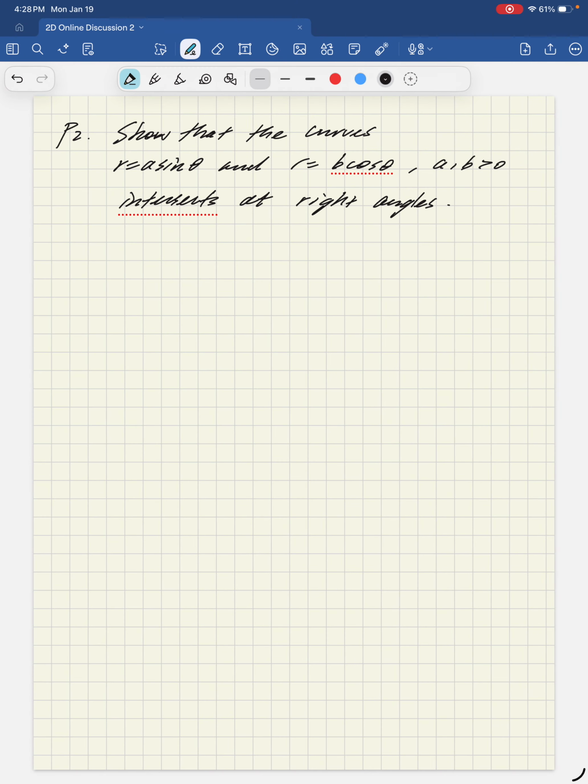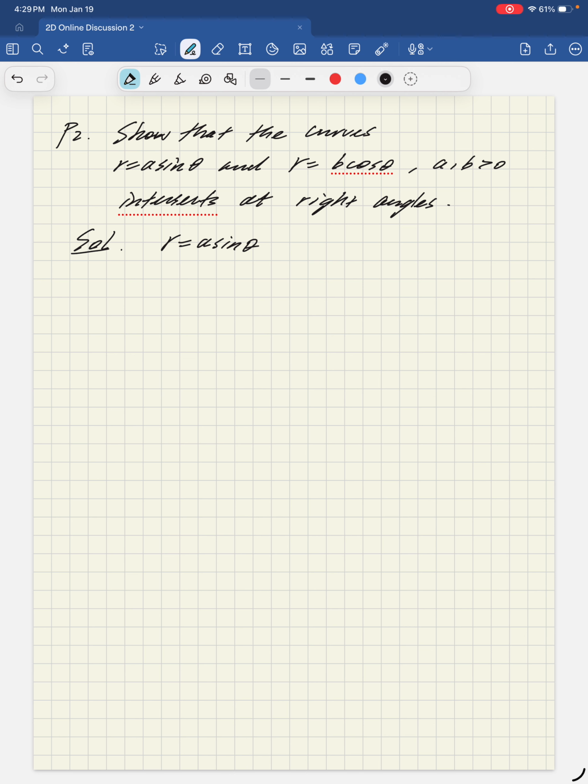So for the second problem, we want to show that the curves given by r equals a sine theta and r equals b cosine theta, where a and b are just some numbers larger than 0, intersect at right angles. Great, so we should first look at these equations and see what they actually look like on a graph. Let's start with r equals a sine theta.